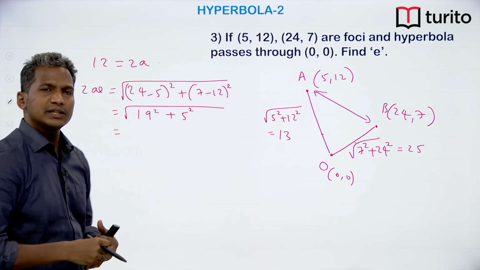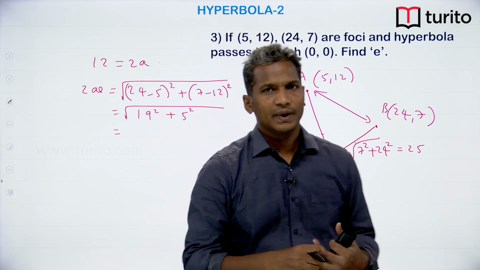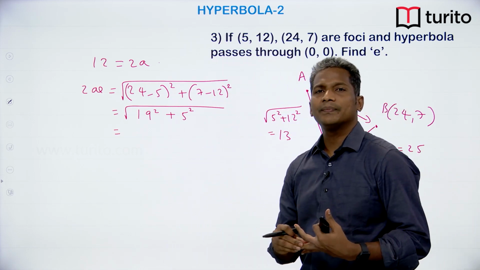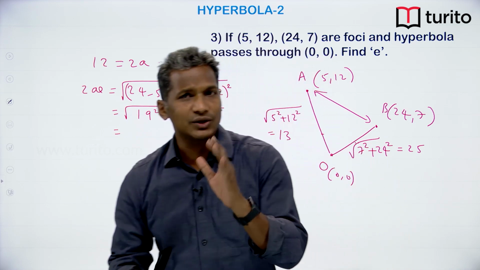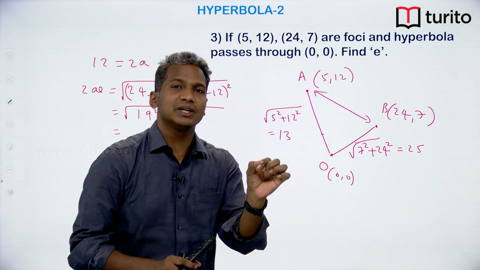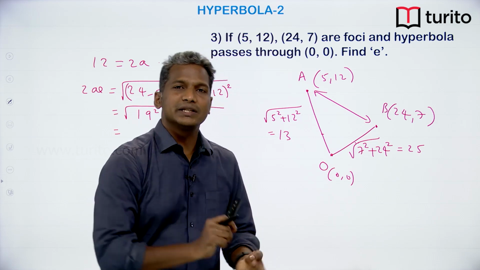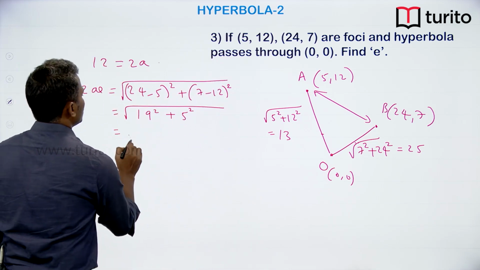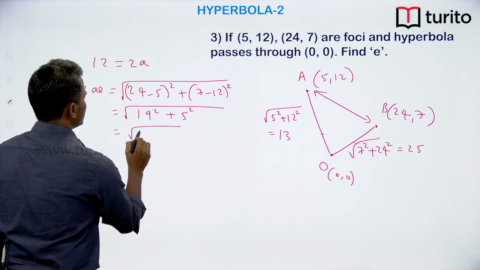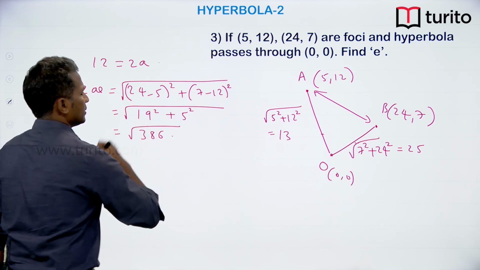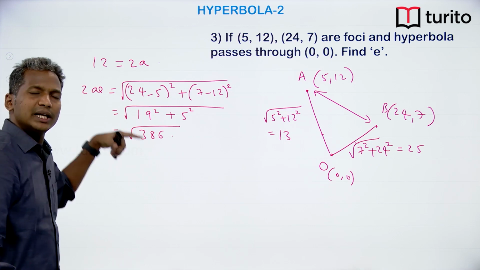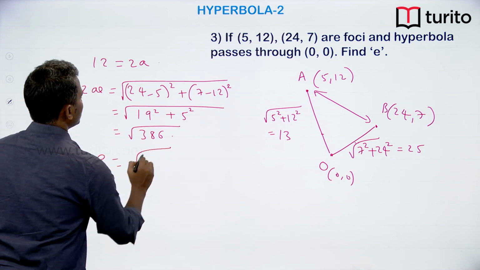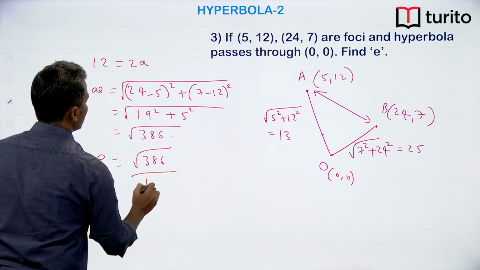Now 19 square is how much? 361. But if you do not remember the value, what is the best way to do it? The best way is to write 19 as 20 minus 1 and then apply (a minus b) whole square and get the number. So here it becomes root of 361 plus 25, which is 386. If I take the ratio of these two, I will get the value of e. So e becomes equal to root of 386 divided by 12.